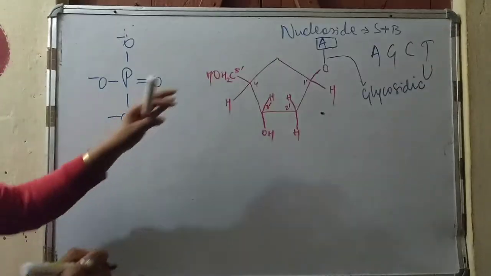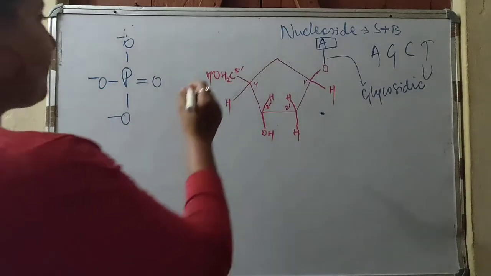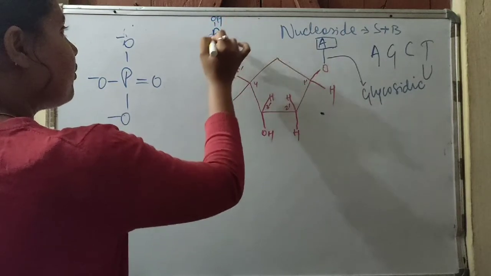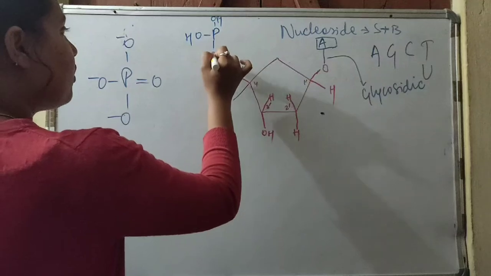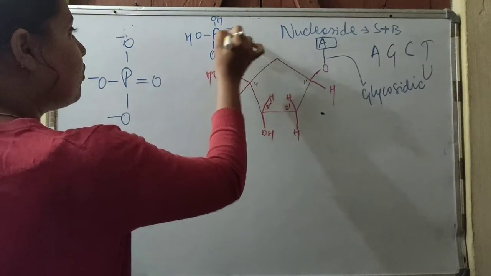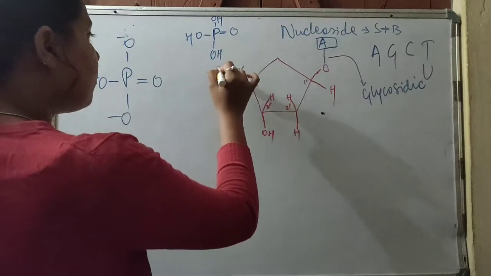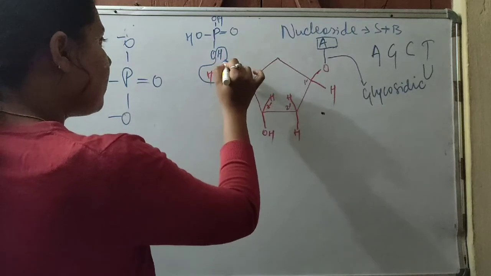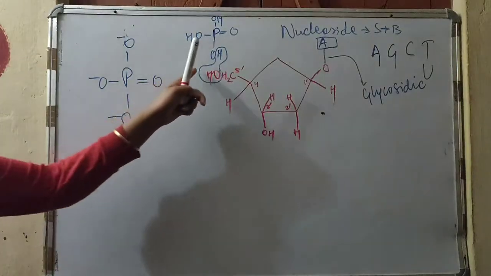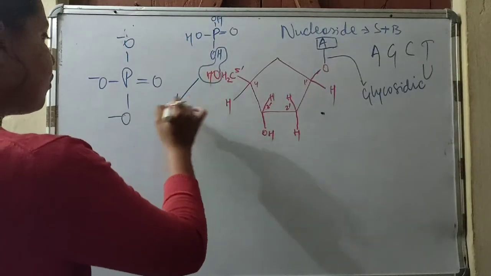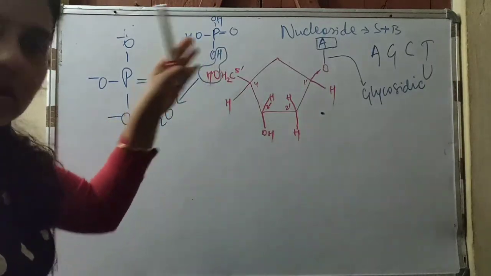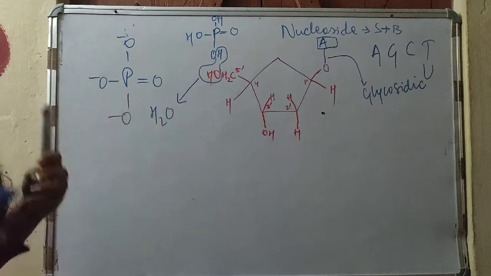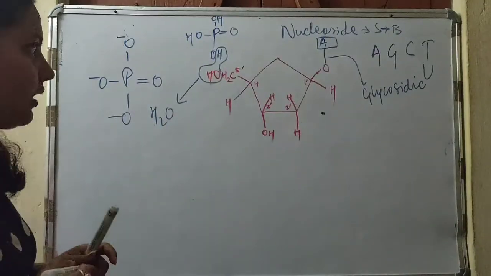Now let's see how the phosphodiester bond is formed. Now this is phosphate, OH, OH, OH, double bond O, right? Now what happens is, water will be removed, H2O will be removed. There will be the process of condensation. All right, that is the formation of water, and then the bond will be left.